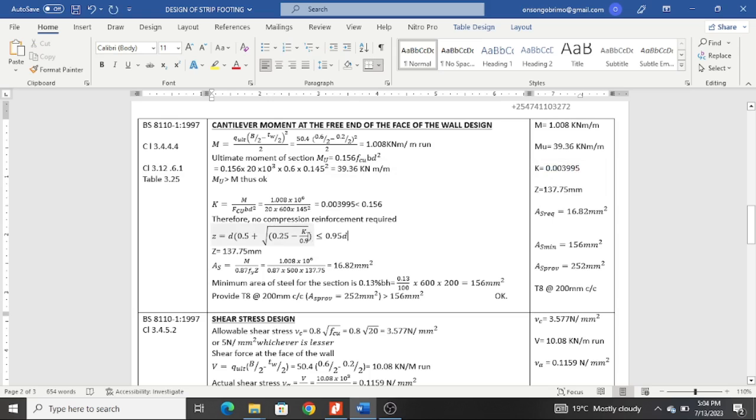So when I feed this value here to determine Z, Z is normally supposed to be equal or less than 0.95D. So when I do this math, I'm going to get a Z of 137.75 millimeters.